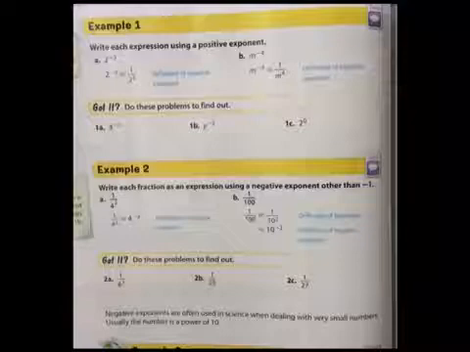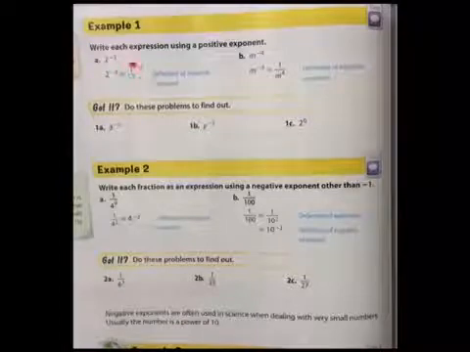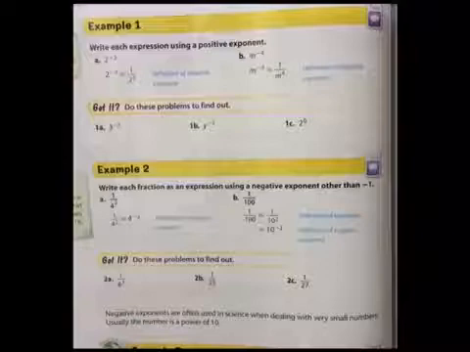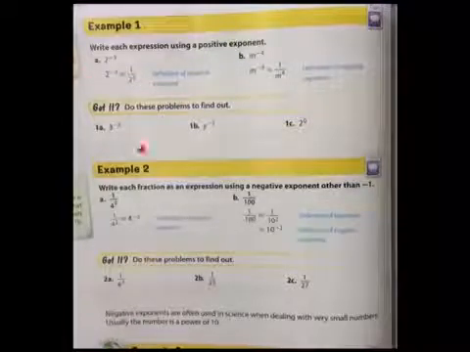Please pause the video and take a look at examples 1 and 2 so that you can see how a negative exponent with the base of 2 is converted into a fraction. You can see it also with a variable right here. Take your time to look at how it works, and then solve 1A, B, and C, and then you can check the video.